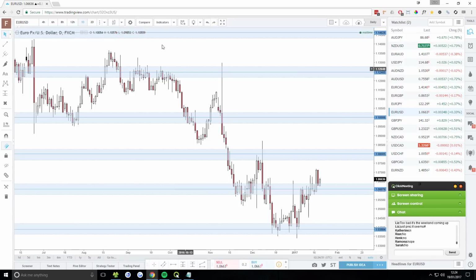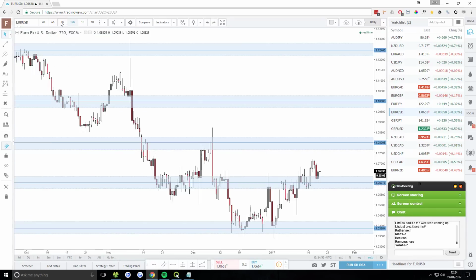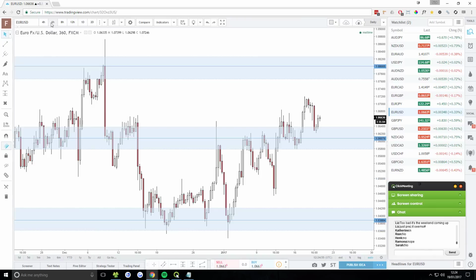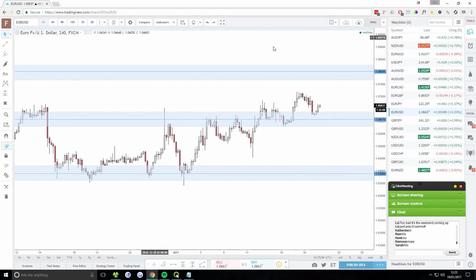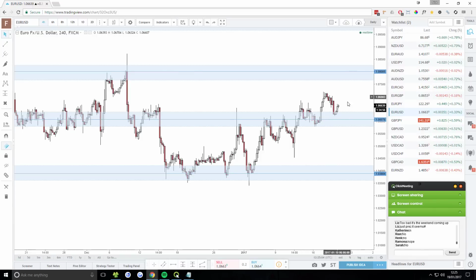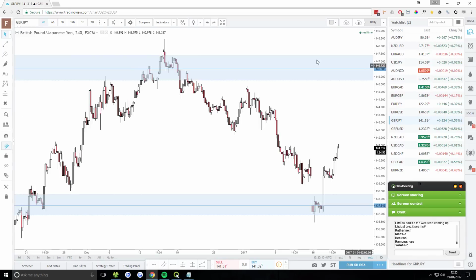Euro USD is currently in a nice little continuation reversal, so there's no actual trade setup right now. It's already triggered. The continuation reversal has triggered. So yeah, nothing going on there.